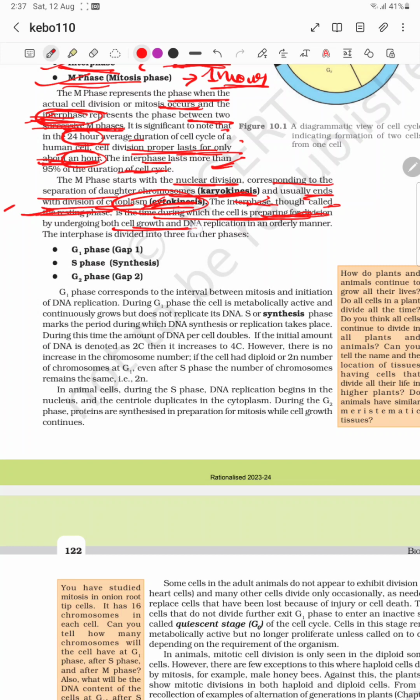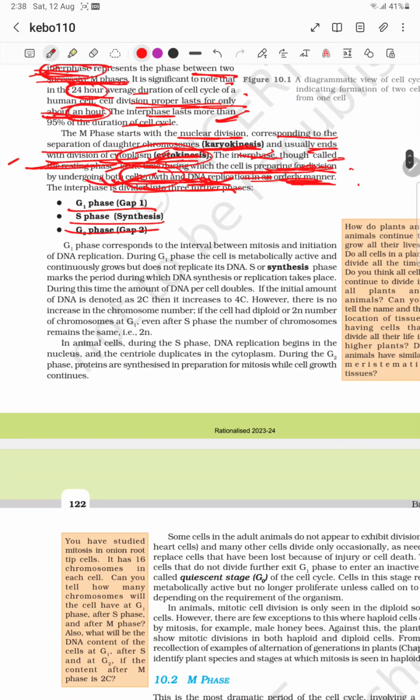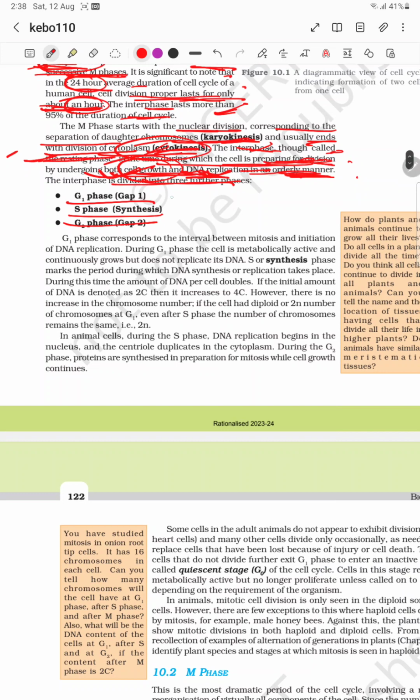Interphase involves both cell growth and DNA replication in an orderly manner. First the cell grows, then DNA replication occurs, then in G2 phase again there is cell growth. Now interphase is divided into three further phases: G1 phase, S phase and the G2 phase. S phase is also known as synthesis phase, as DNA synthesis takes place in this.